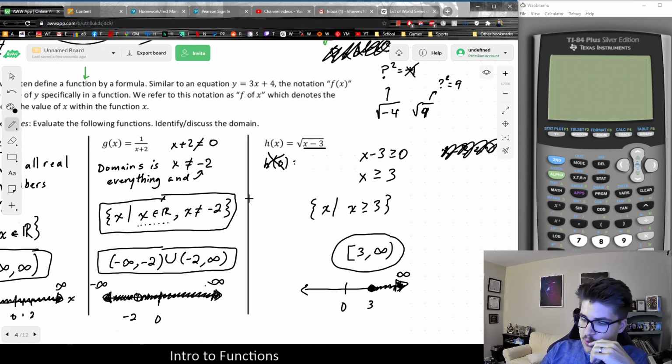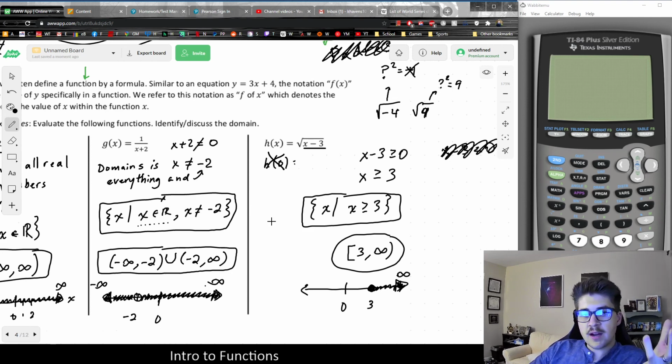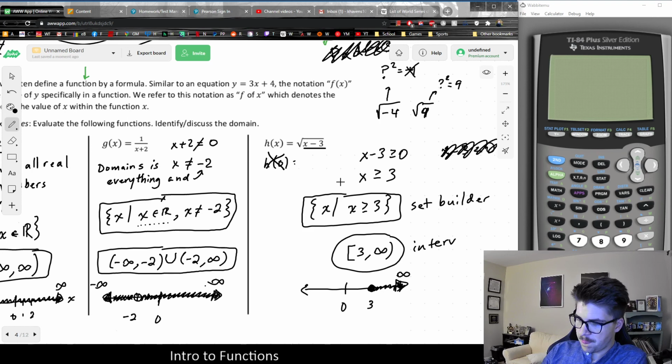And however you want to answer it is fine, but just be aware of when it's asking for set builder versus interval notation. And that will wrap up this video.